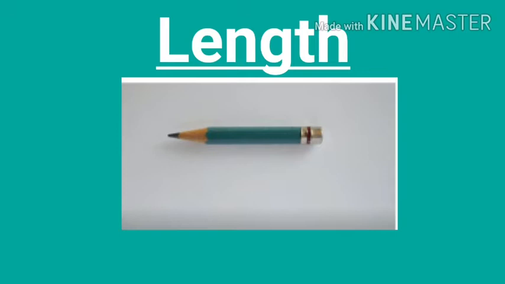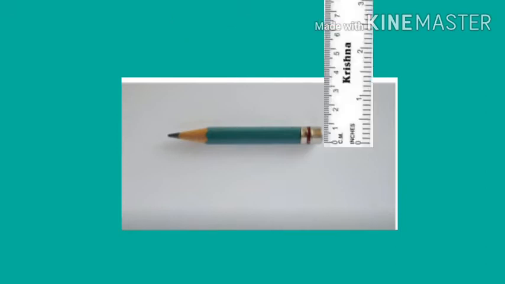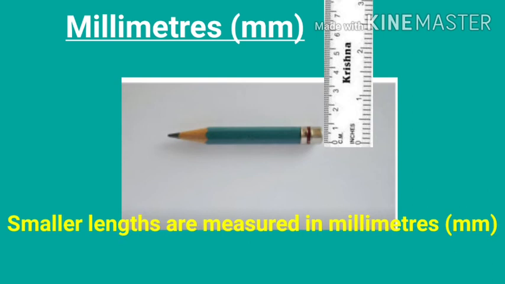Suppose we want to measure the thickness of a pencil. How do we measure it? Yes, we measure it using a scale or ruler. Dears, smaller lengths are measured in millimeters, or in short we say mm.